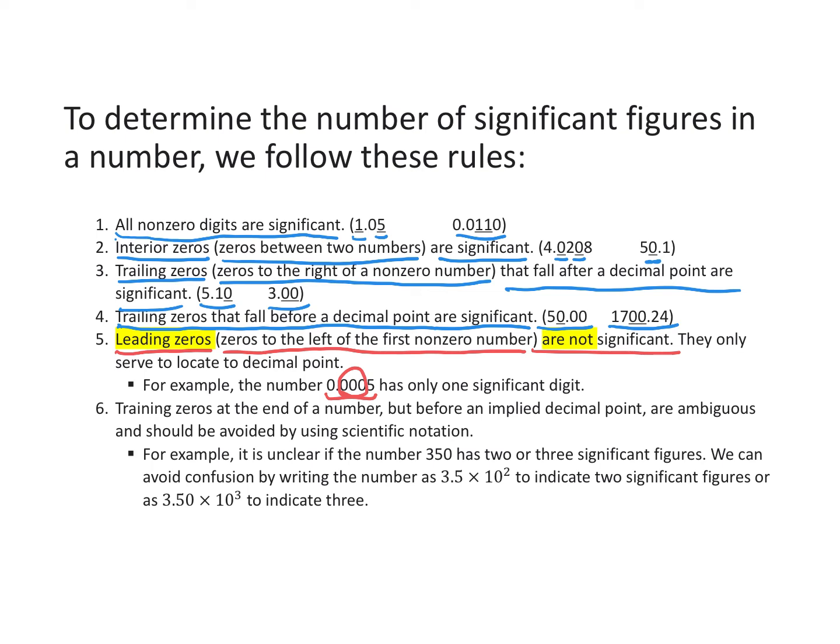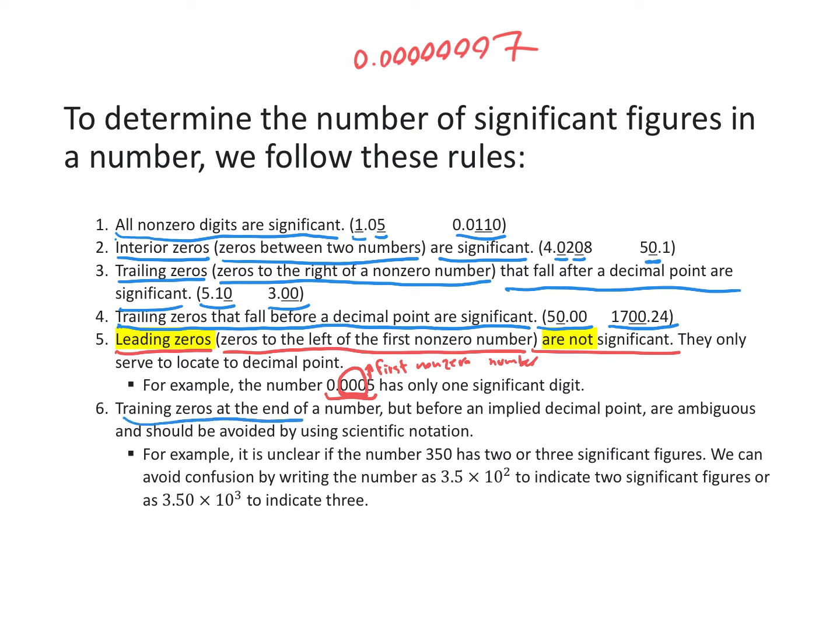So the number 0.0005 has just one significant digit. If I ask you in the exam how many significant digits this number has, how many? 1. So the leading zeros, to the left of the first non-zero number, are not significant. Any questions so far? Good.